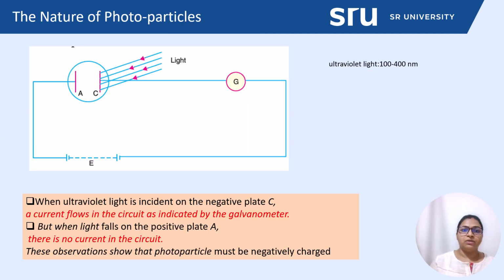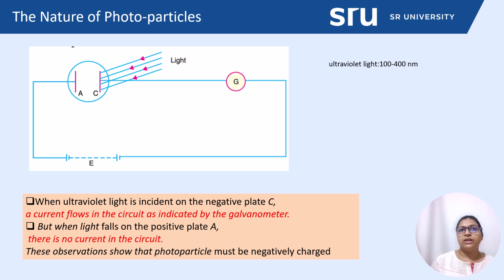First, let us see how light falls on the metal surface. In this simple setup, A and C are two plates placed in an evacuated quartz bulb, and light is falling on one plate, C. Here is a galvanometer, and E is connected as a battery. When ultraviolet light is incident on the plates, the plate A is positive and C is negative.